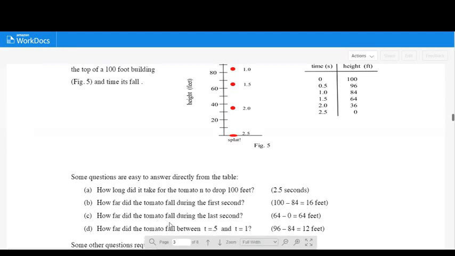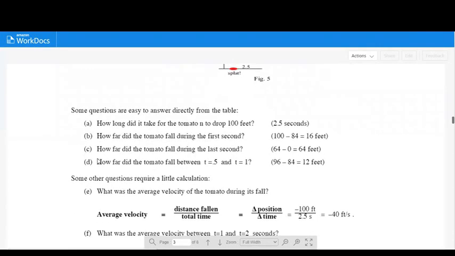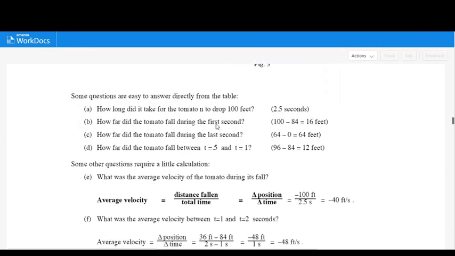How far did the tomato fall during the last second? So yung last second natin is dito. Okay? So that is 100 minus 36. That is 64. Or you can just 64 minus 0. That's 64 feet. Then how far did the tomato fall between t equals 0.5 and t equals 1? So sa 0.5, that's 96. Sa 1 naman is 84. So 96 minus 84, that is 12 feet. Yan.